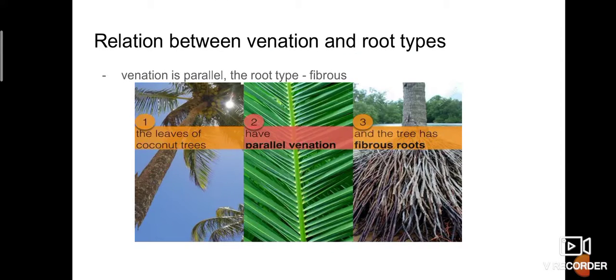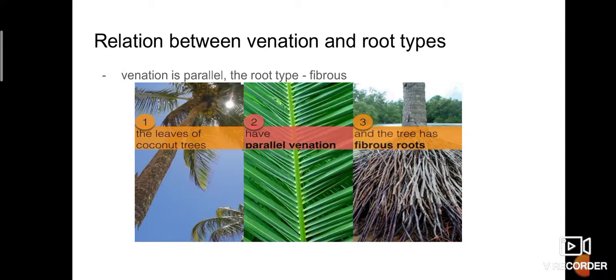We have seen two types of venation. Do you remember? Parallel venation and reticulate venation. Parallel venation means the veins run parallel to each other, and reticulate means they are in a mesh, with small branches, veinlets, also seen. Based on the venation, we can say which type of root it is without seeing the root. The first one: if the venation is parallel, the root type is fibrous root. Definitely the root type must be fibrous in nature.